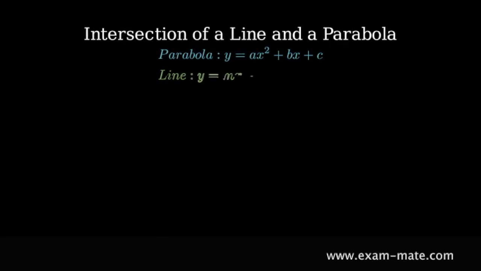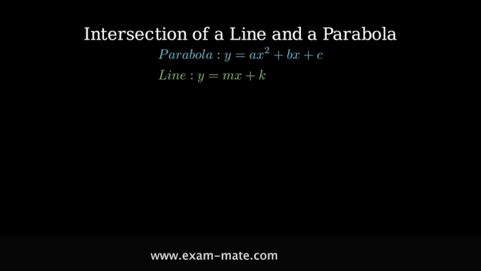Today, we'll explore the different ways a line can intersect a parabola. A parabola is described by a quadratic function. Let's say y equals ax squared plus bx plus c, and a line is described by a linear function. Say y equals mx plus k. To find the points of intersection, we set the y values equal to each other. This gives us ax squared plus bx plus c equals mx plus k.